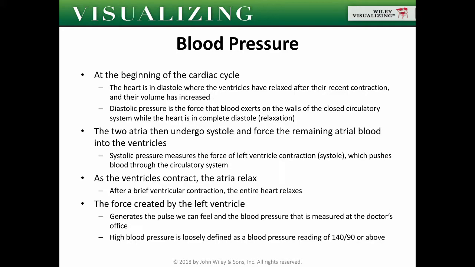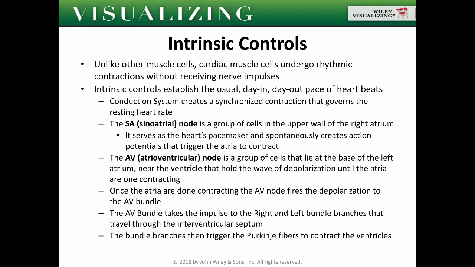High blood pressure is loosely defined as a blood pressure reading of 140/90 and above. This is systole over diastole. And when we talk about systole, it's the ventricular systole. So that is for the flow of the blood.